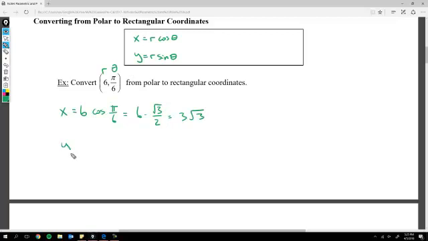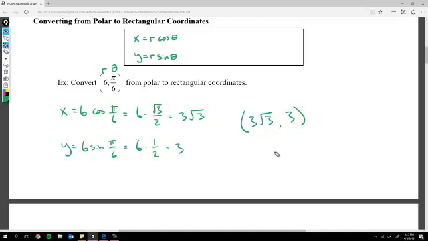On the other hand, I have y, which is r sine of theta, so 6 sine of pi over 6, and really your numbers should stay the same when you're doing this every time. So this time I have 6 times sine of pi over 6, which is 1/2, which is just 3. So my rectangular coordinates will be (3 root 3, 3).